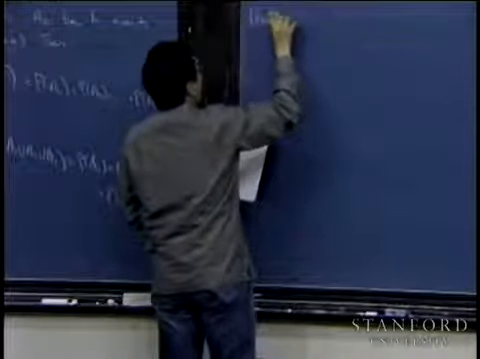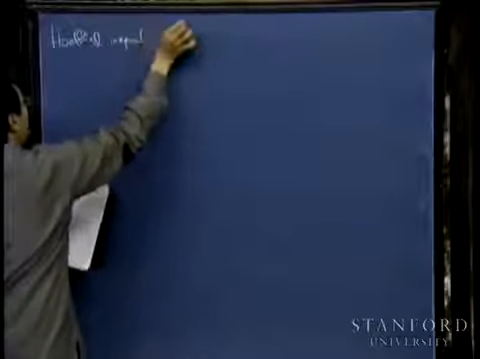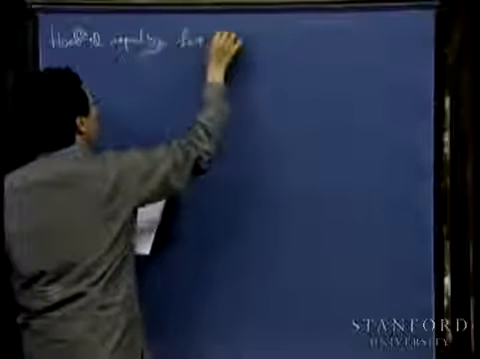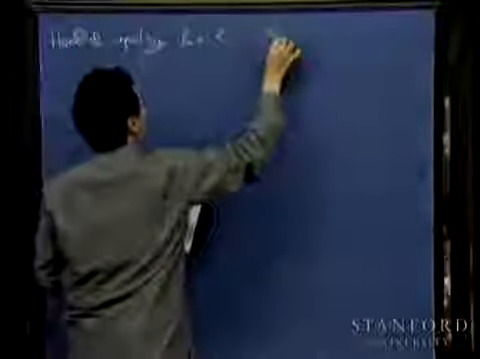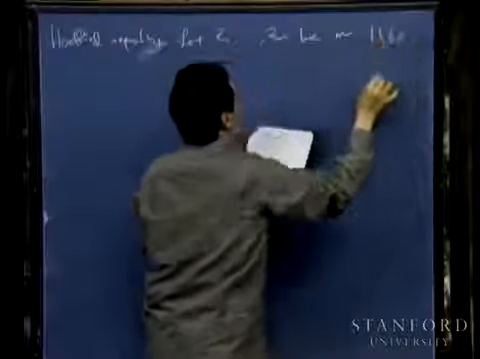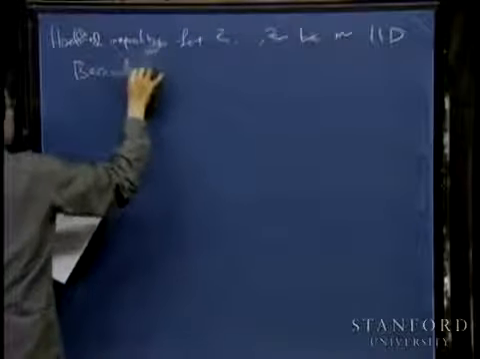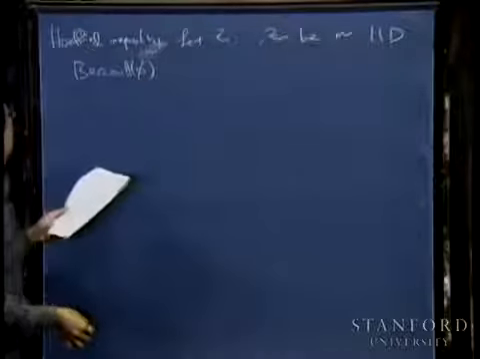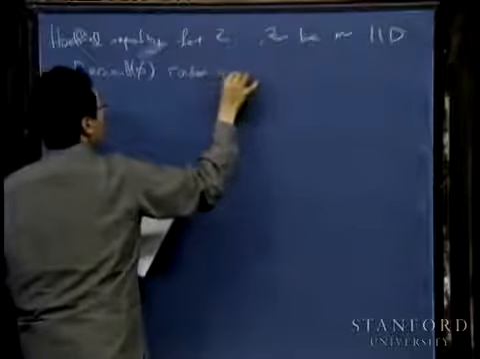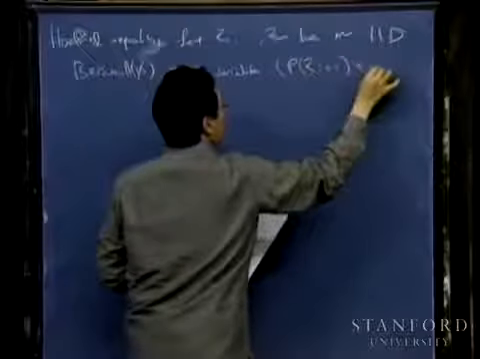The other lemma I need is called the Hoeffding inequality. Again, I won't actually prove this. I'll just state it. Let Z1 up to Zm be m IID Bernoulli random variables with mean phi. So the probability of Zi equals 1 is equal to phi.